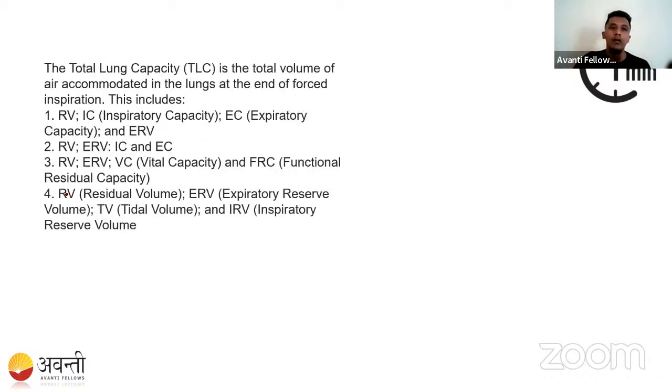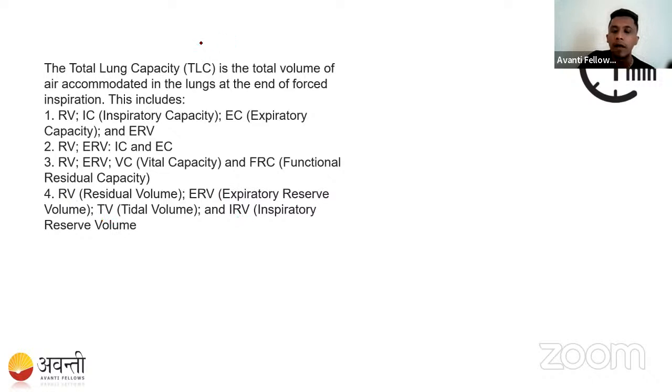Okay. Fine, people. So we have another question. The next question is: total lung capacity, that is TLC, is the volume of air accommodated in the lungs at the end of forced inspiration. So this includes RV plus IC, that is inspiratory capacity, plus expiratory capacity, and ERV, that is expiratory reserve volume. Then you have your second option, RV, ERV, IC, and EC. EC is expiratory capacity, IC is inspiratory capacity. Similarly, RV is residual volume. Next one, RV plus ERV plus VC and FRC, functional residual capacity. Then you have the fourth option, that is RV, ERV, TV, and IRV.